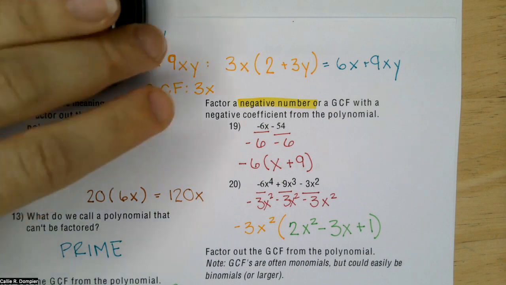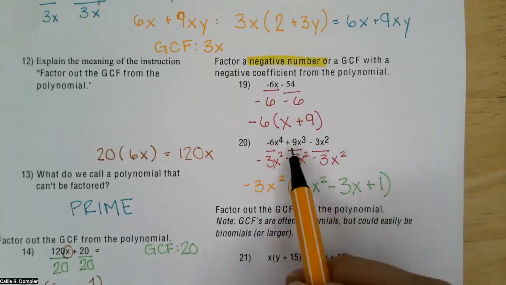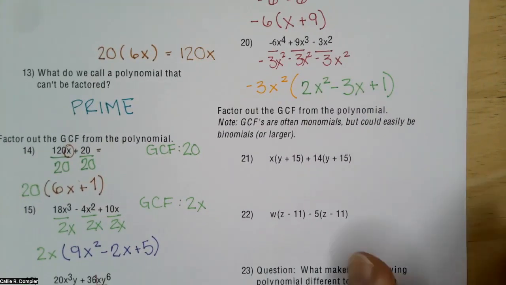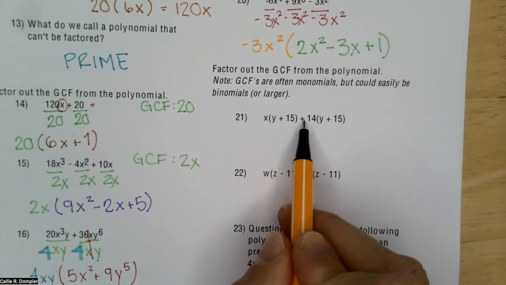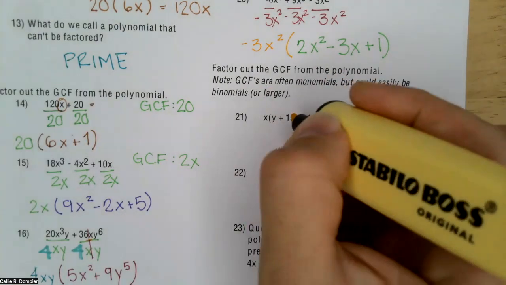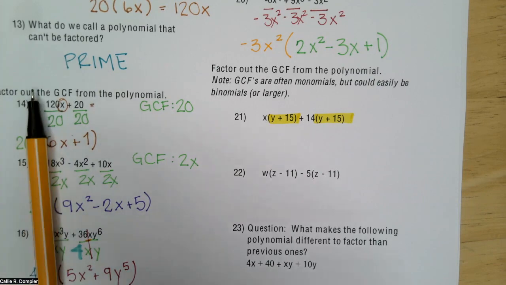All right, let's factor out the greatest common factor from the polynomial. Here we factored out negative 3x squared. Here we have the term x times (y plus 15) plus 14 times (y plus 15). What is the greatest common factor? Y plus 15.